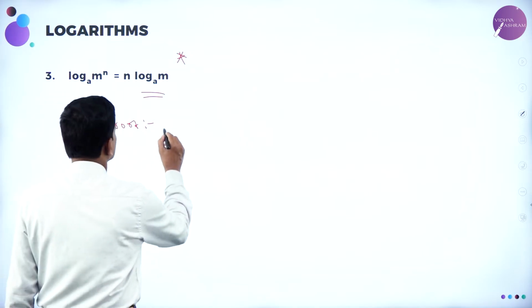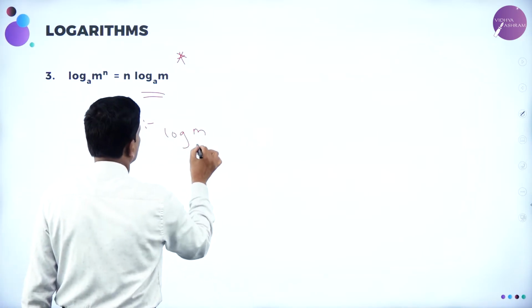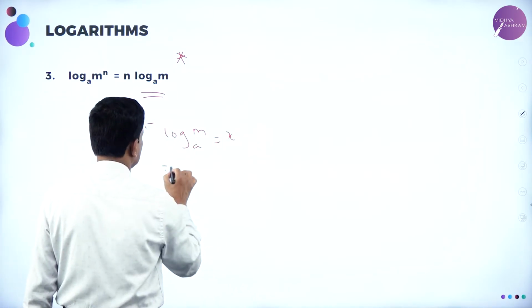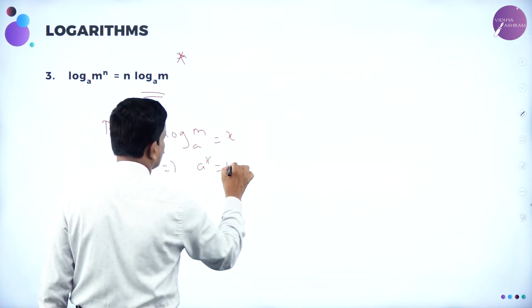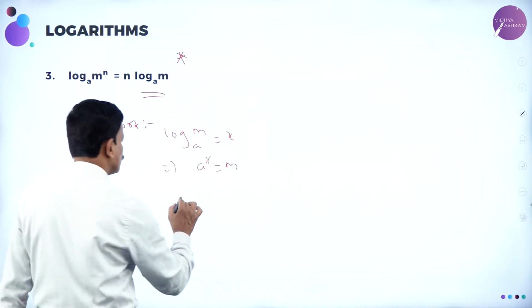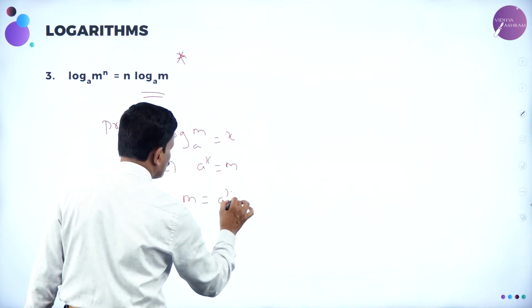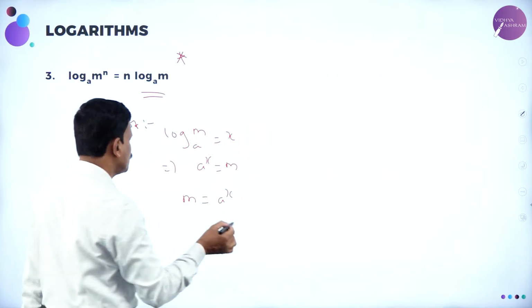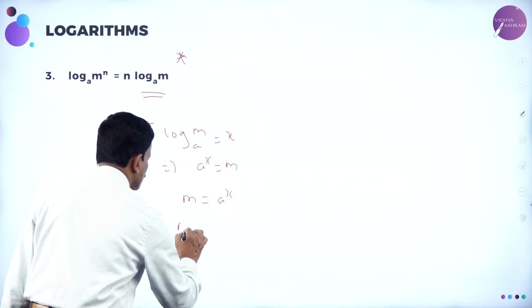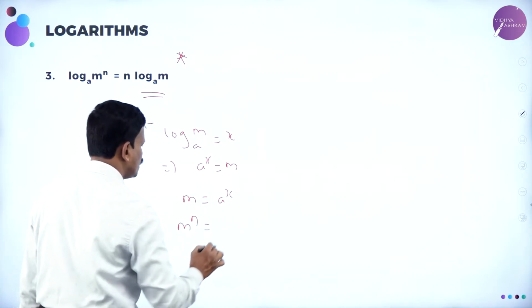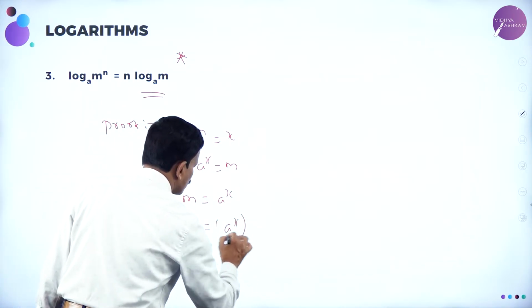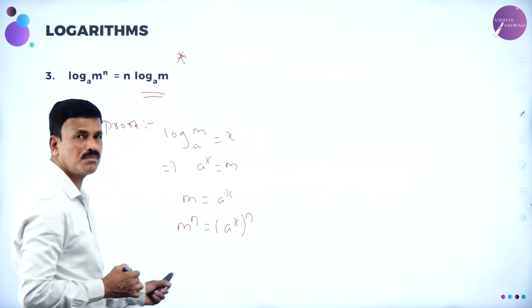Let us consider, let logarithm of m to base a is equal to x, which implies a to the power of x is equal to m. Now m is equal to a to the power of x. Raising the power to n, m to the power of n can be written as a to the power of x whole raised to n.